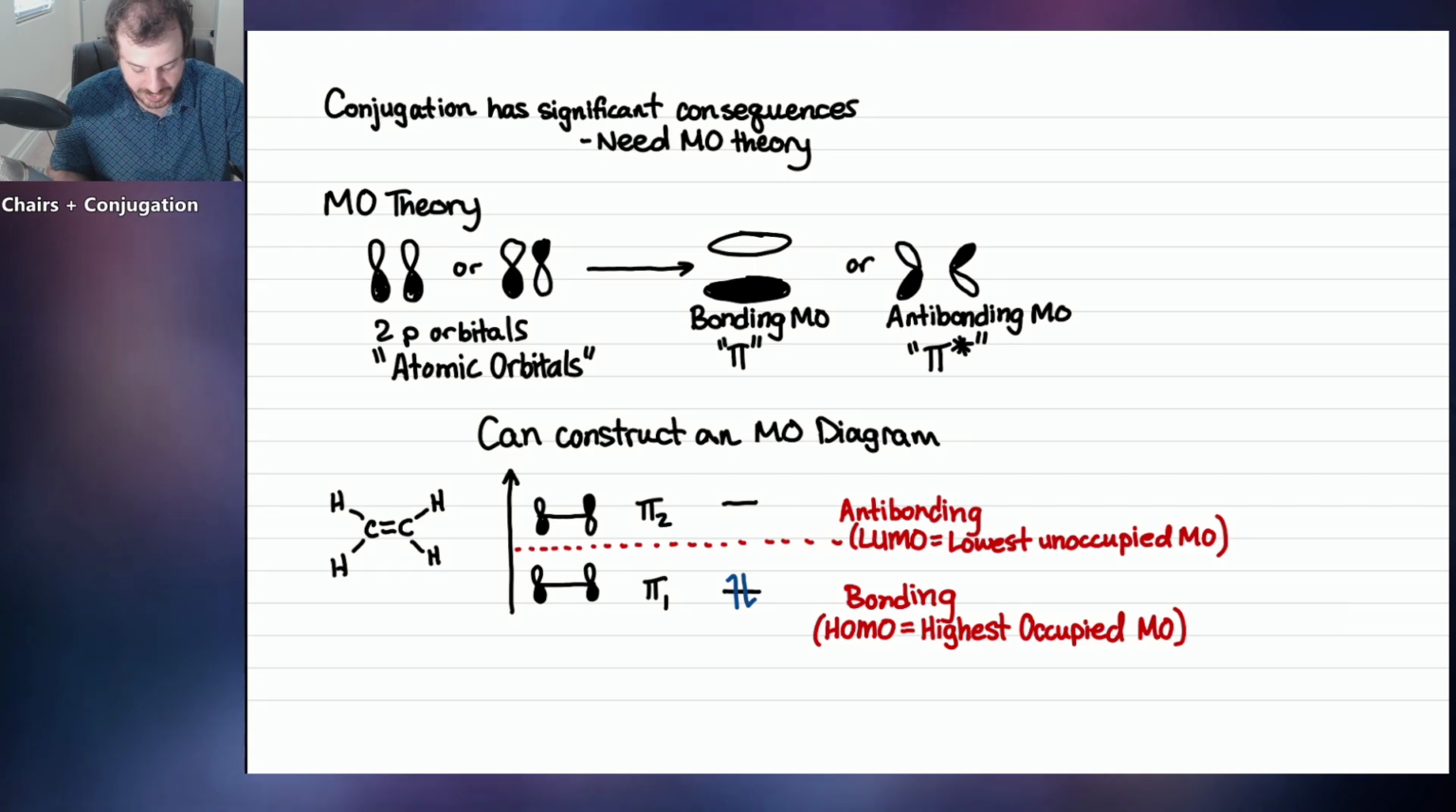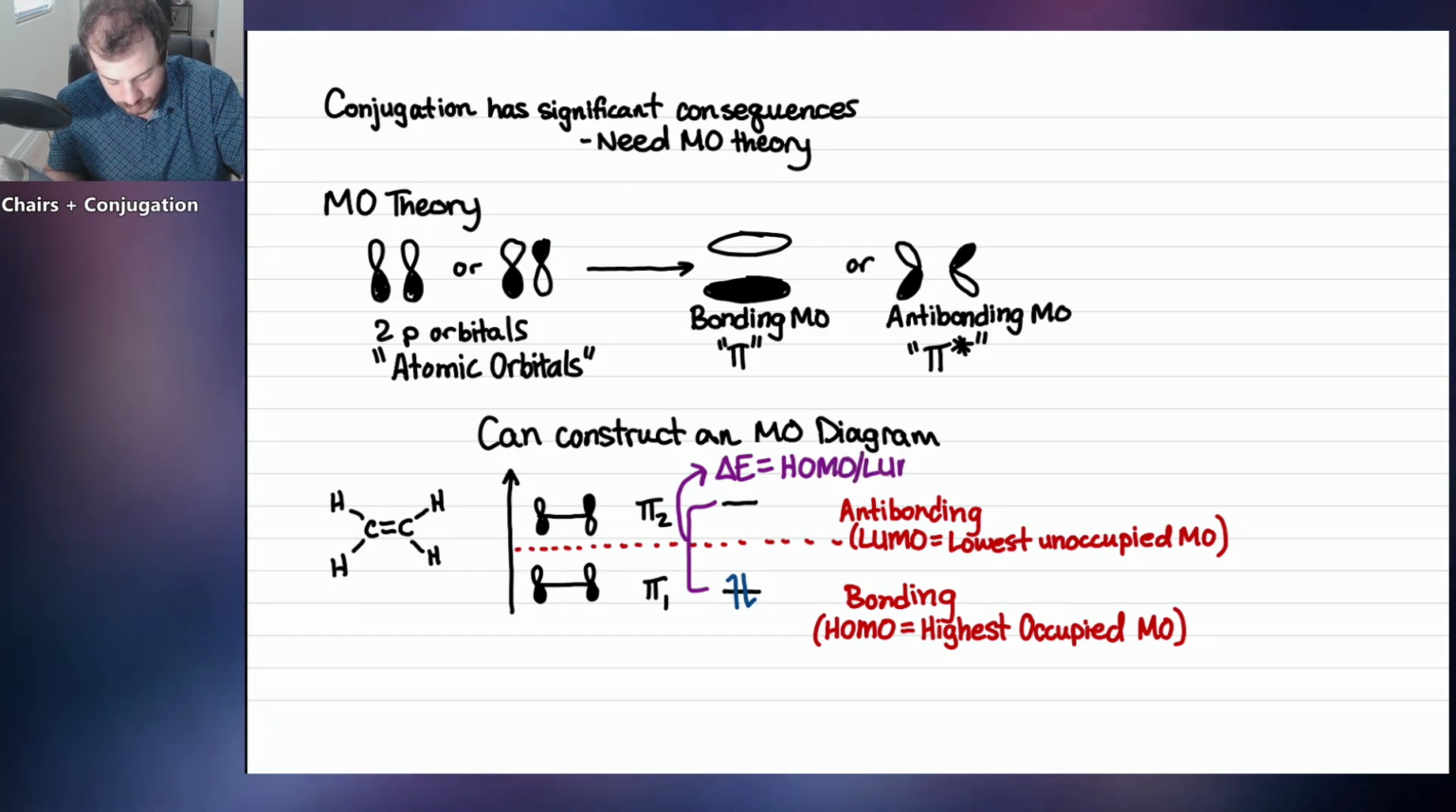And the whole reason that we're doing this is that we are interested in something particular, this difference in energy between the HOMO and the LUMO. The difference in energy between the highest occupied molecular orbital and the lowest unoccupied molecular orbital. They're close to each other. They form like a little sandwich. That energy is called delta E, and it's equal to the HOMO-LUMO gap. It's the difference in energy between the HOMO and the LUMO. And so this is going to have an interesting consequence that you'll see on the next page.